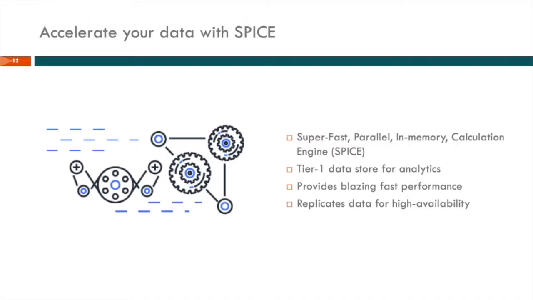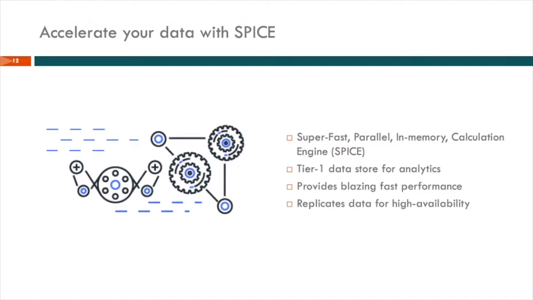I mentioned SPICE earlier. SPICE stands for Super Fast Parallel In-Memory Calculation Engine. So there'll be a test on that later, so please remember that. But remember I talked about the three tiers of data, tier 3 being data lake-ish kind of stuff, tier 2 being the data warehouse kind of stuff. This is tier 1. So when you need high performance, you take and cache your data in SPICE. And SPICE provides very fast performance. It replicates the data so that the data is available in a number of locations. So it's highly available. It's very fast. It's designed for thousands of users doing multiple simultaneous queries.